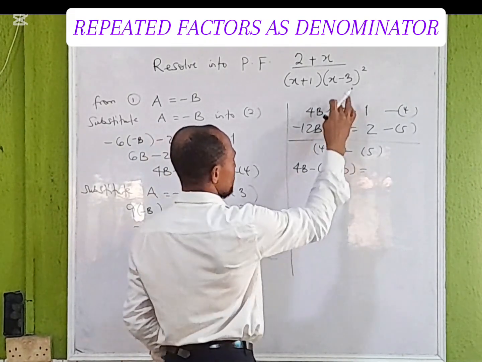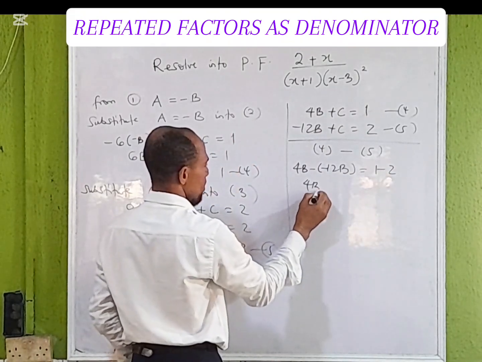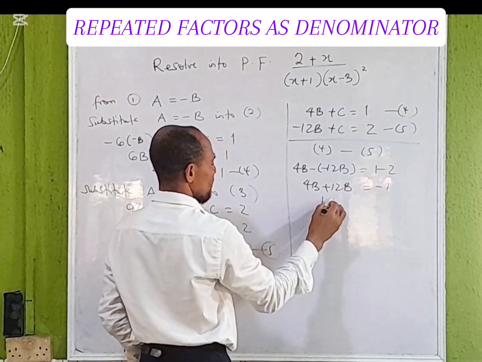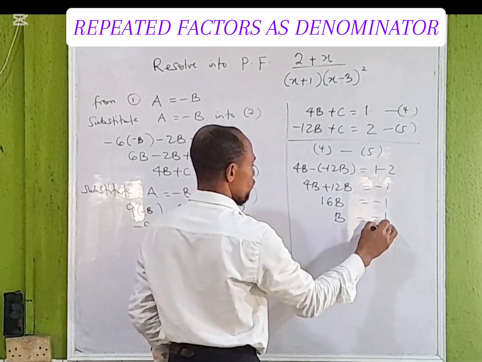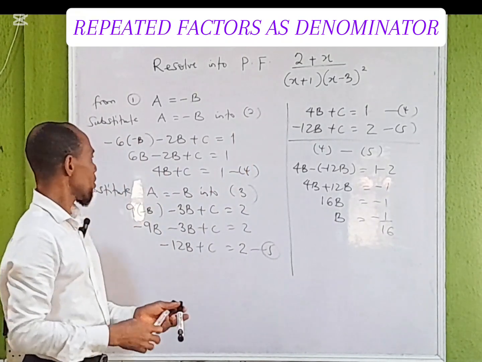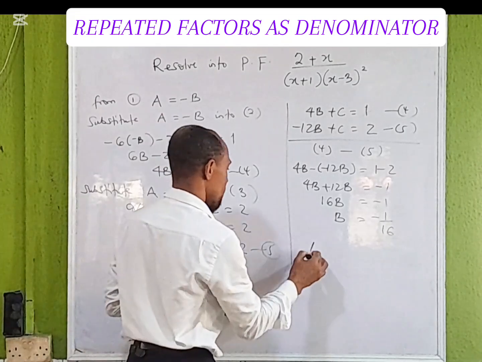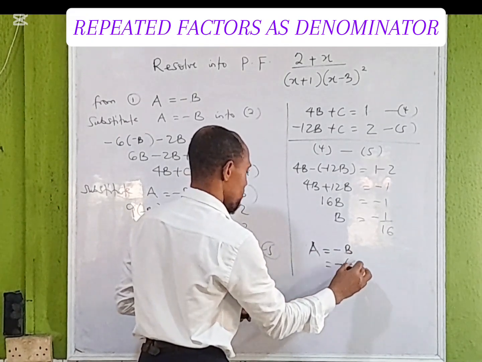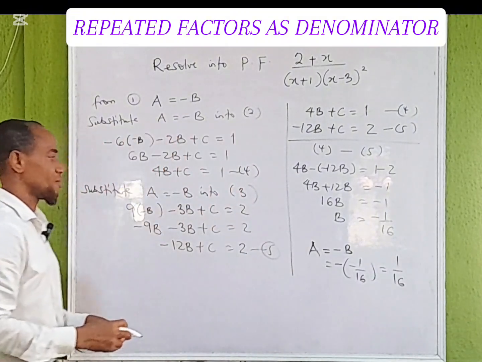is going to be equal, of course, C minus C is gone. So you have 1 minus 2. So this is going to be 4B plus 12B equals minus 1. So 16B is minus 1. Hence, B equals minus 1 over 16, which is the value for B. But luckily for us, from the inception, we said A is minus B. Hence, A is minus minus 1 over 16. A is actually plus 1 over 16.